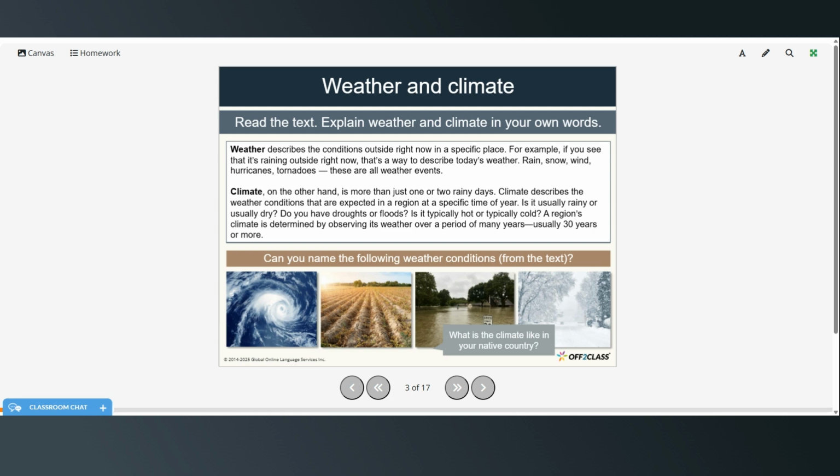All right, so can you name the following weather conditions from the text? So this looks like a hurricane. Here it looks like dry conditions, floods, and snow.